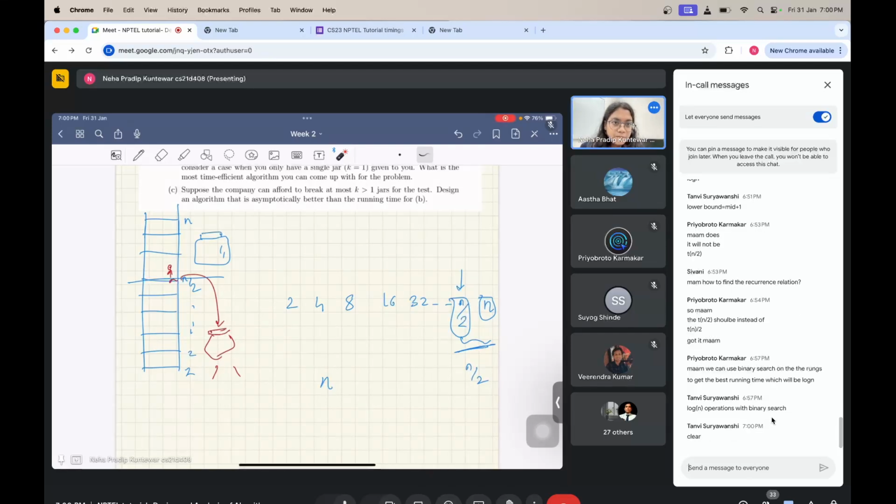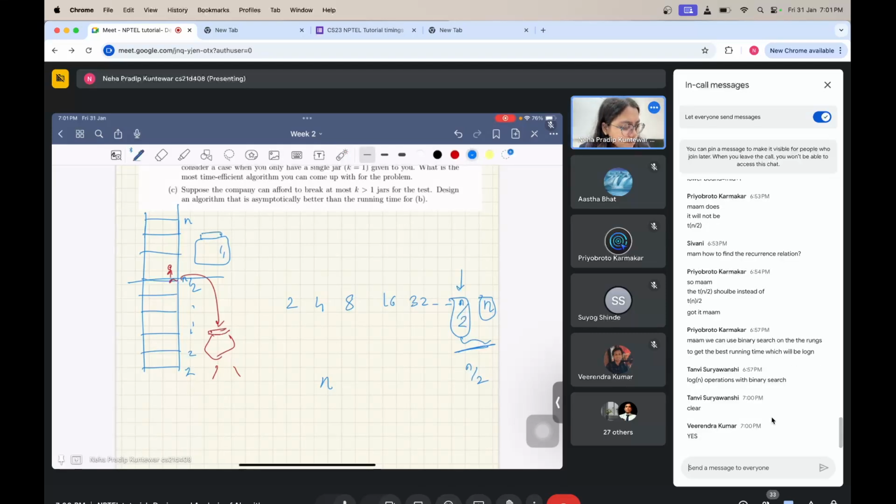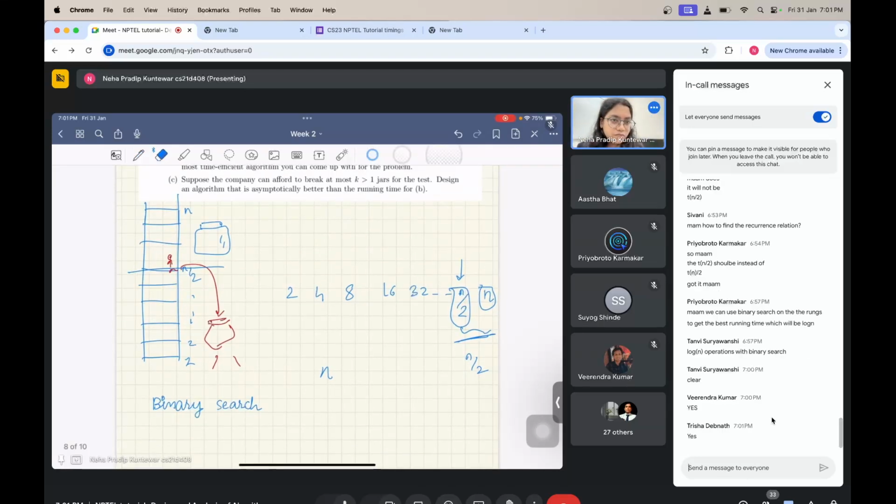Okay, good. So the idea is again binary search. Maybe I'll not write the algorithm this time because it's very similar to what we did so far. But you should try writing it once. And then again the running time of this would be order log n.